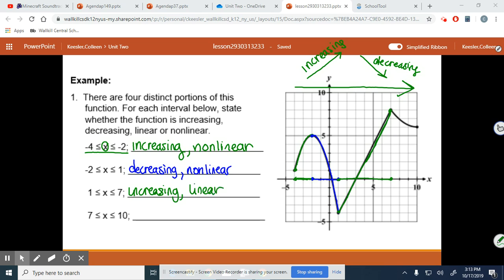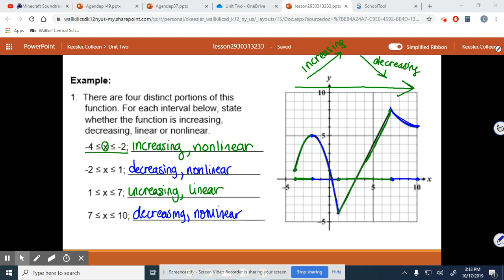And then lastly, from 7 to 10, that's this piece here, or this section of the graph. And that is going downhill, therefore it's decreasing. And it is not straight, so it is non-linear.